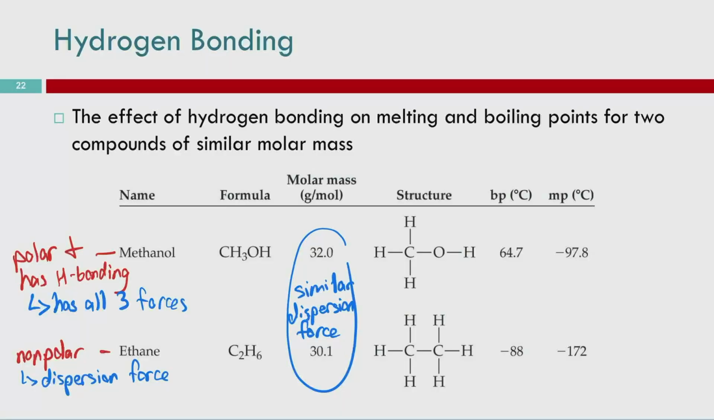So this lets us compare more directly. If the baseline of dispersion forces is about the same, then any differences are going to be due to methanol having the other two forces, hydrogen bonding being the strongest of the two. Earlier, when we looked at this, previously it was about 70 degrees Celsius for a difference in boiling point, and for melting point, it was 80 degrees. And the difference that we have now is minus 88 to about 65.